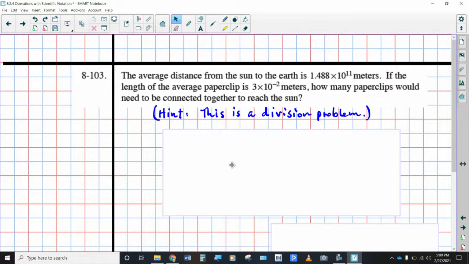Okay, another wonderful... whatever. Paper clips to the sun. What fun.